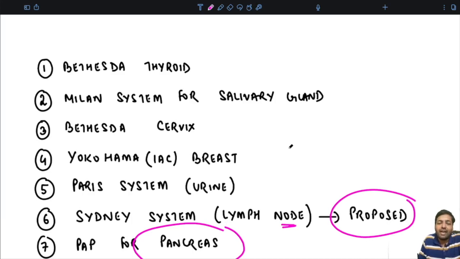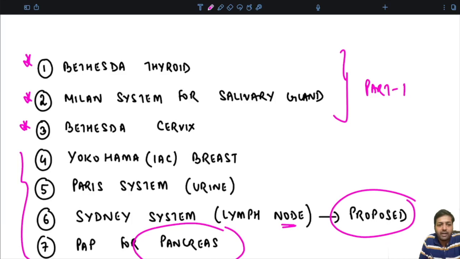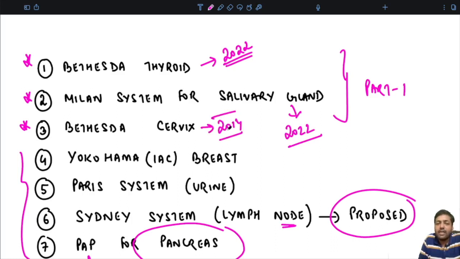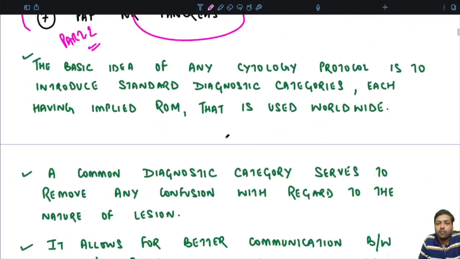In part 1 we are going to discuss mainly the Bethesda Thyroid, the Milan system of reporting for the salivary gland, and the Bethesda cervix. The remaining ones we will discuss in part 2. A major update has come in the Bethesda Thyroid in 2022, and a minor update has also come in the Milan system for salivary gland in 2022, which we will discuss in detail. For the Bethesda cervix, we are going to see the 2014 Bethesda only. Let us start today's topic without wasting any more time.